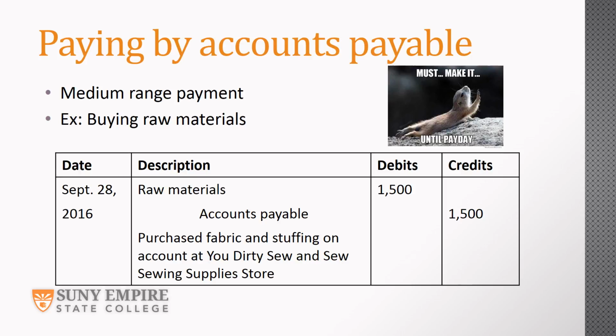The journal entry starts with the date of the purchase. The account debited will be raw materials in the amount of $1,500. The matching credit account will be accounts payable. The entry includes a description of what was purchased and where the purchase was made.